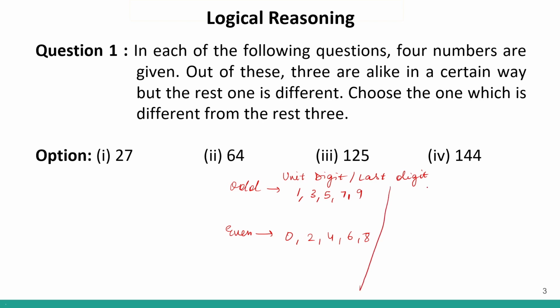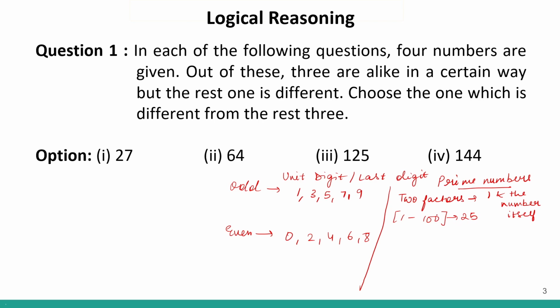Then we know the concept of prime numbers. Prime numbers are numbers which have only two factors, 1 and the number itself. Based on this, between 1 to 100, I have told you to remember the number of prime numbers. In total, there are 25 prime numbers between 1 to 100.